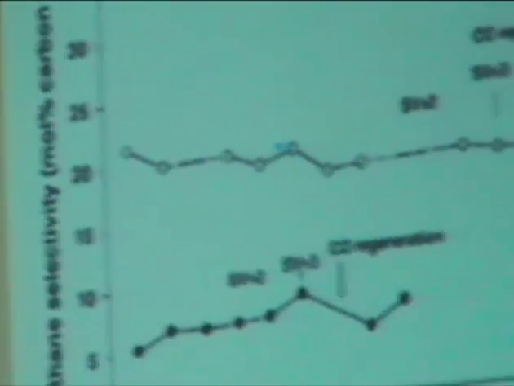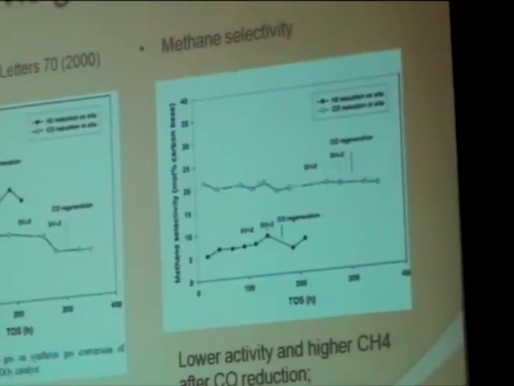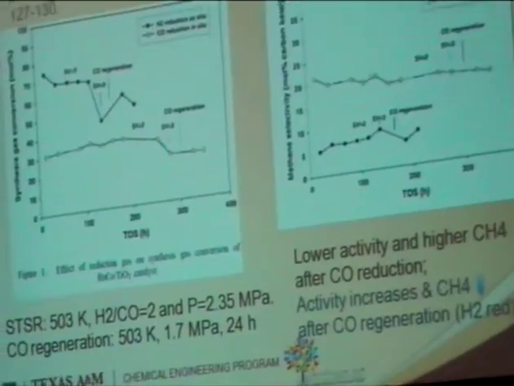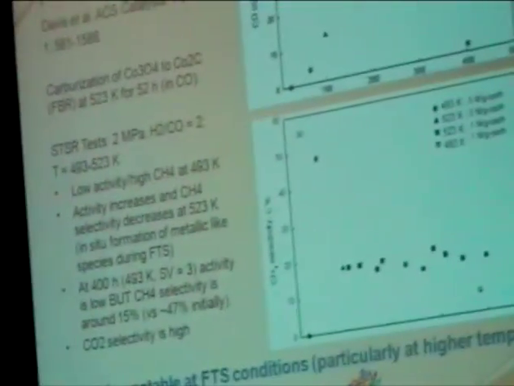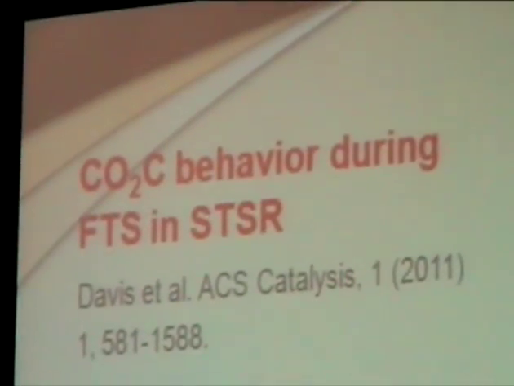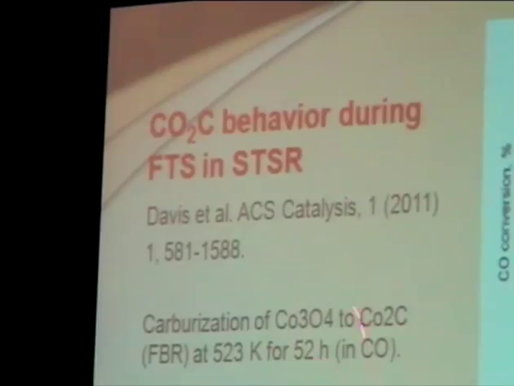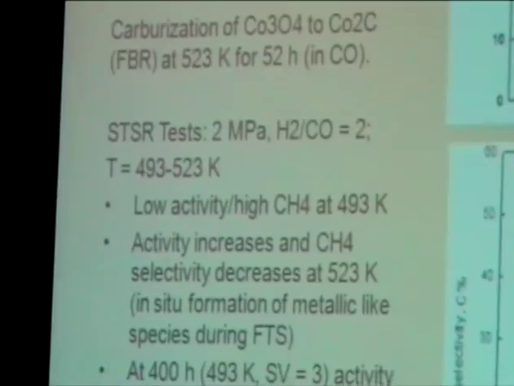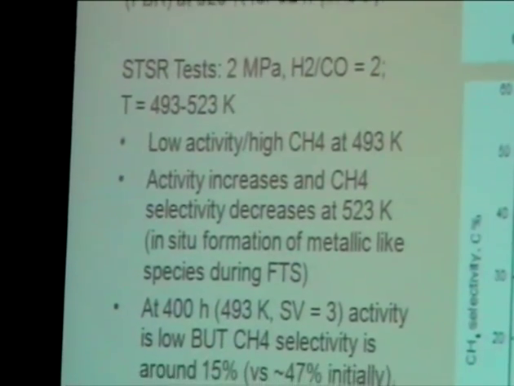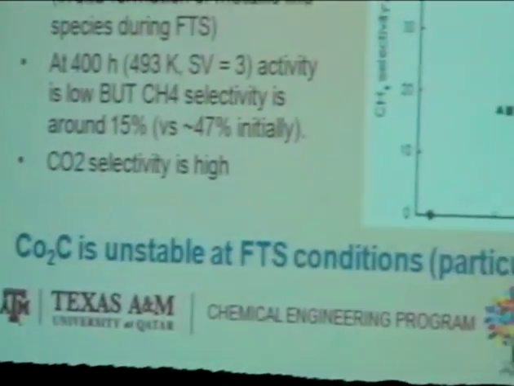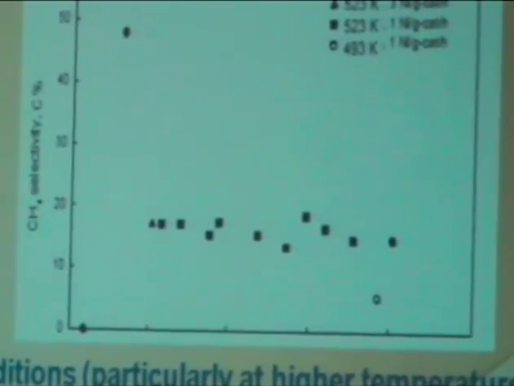There was no characterization work done in this study, so this is just a reaction study with these interesting results. Then later Bert and his group did make a cobalt carbide. This is an unsupported catalyst, so they started with oxide and then converted it to carbide. That was done in a fixed bed reactor, and then they tested this material in a stir tank reactor at typical Fischer-Tropsch conditions.